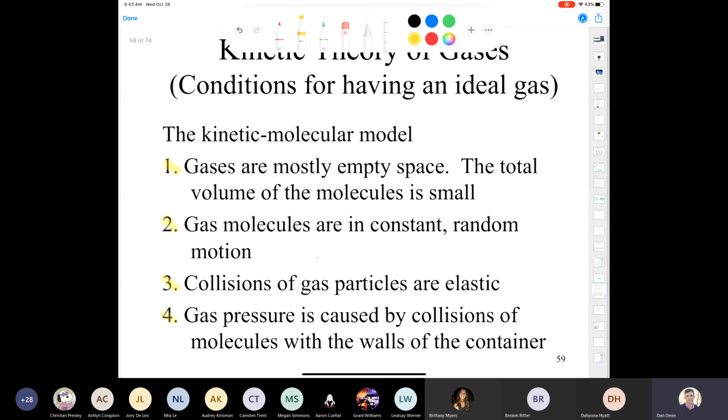Lastly, gas pressure is caused by collisions of molecules or atoms with the walls of the container. So again, this one is kind of related to bullet point 3, where since collisions are elastic, all of the energy is going to be used to push against the walls of the container, and that's what's going to cause pressure, right? These gas particles are pushing against the walls, and because of those elastic collisions, all of that energy is going to be used to cause pressure. So again, I consider these points relatively intuitive, in terms of our ideal gas.